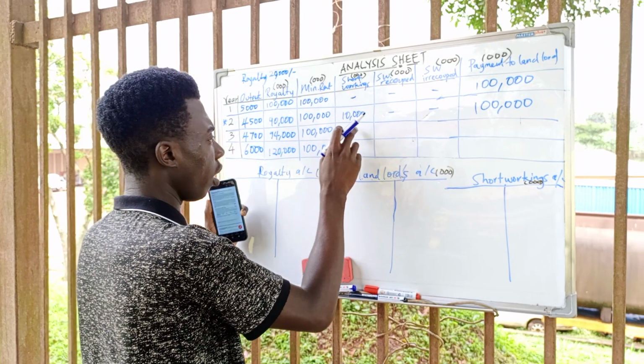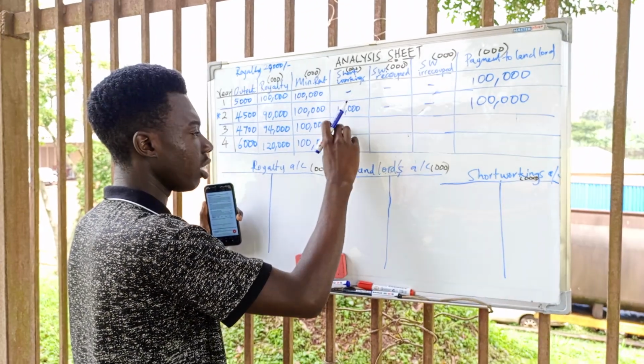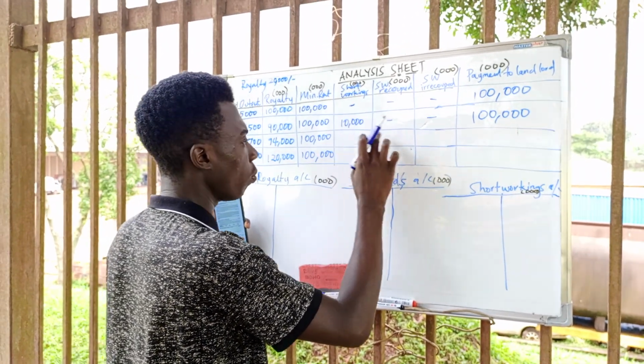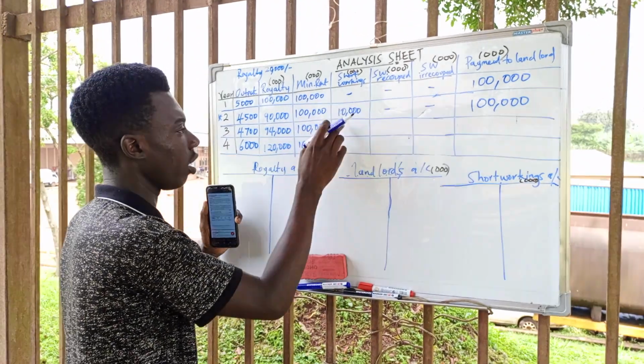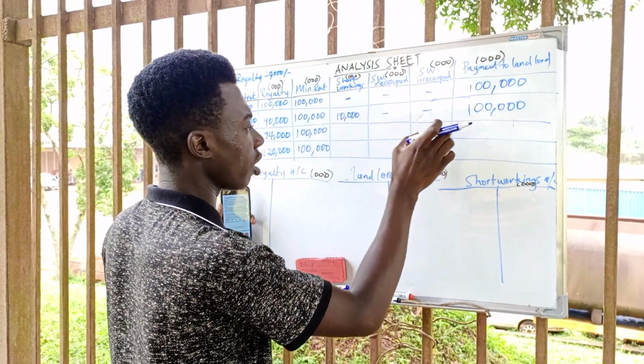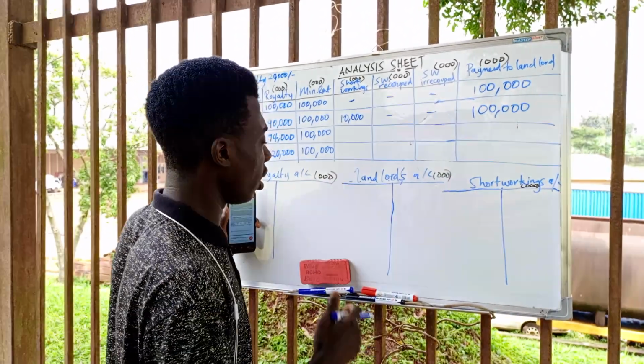So I have to check. I can only recoup this short working in this year. Otherwise, if I can't recoup, in other words, if I compare and I make a loss in this year, it means this one I will record under short workings lapsed, because I have no chance of redeeming it again.